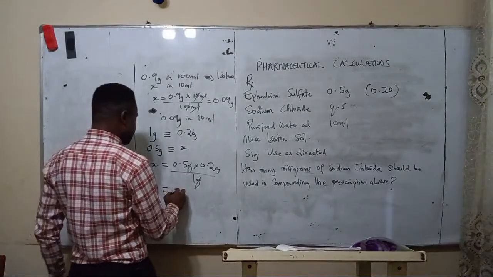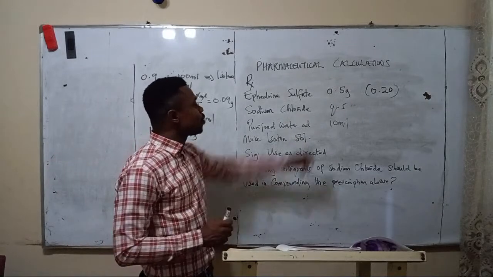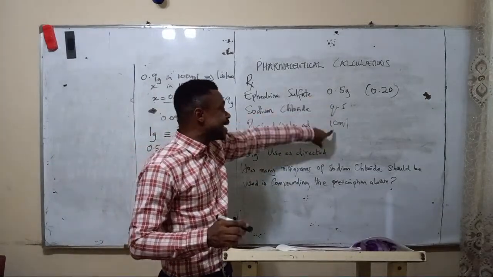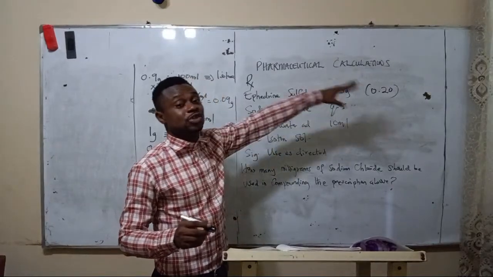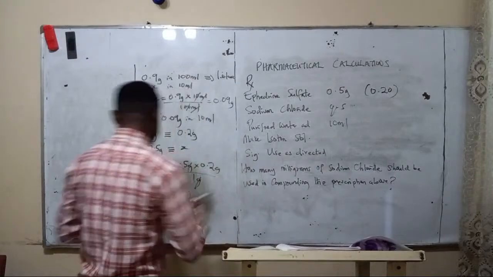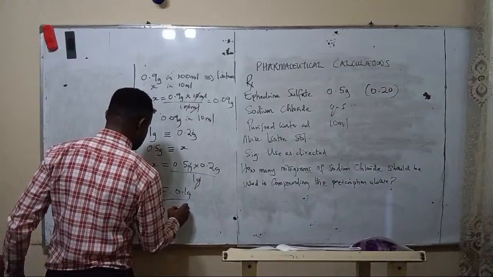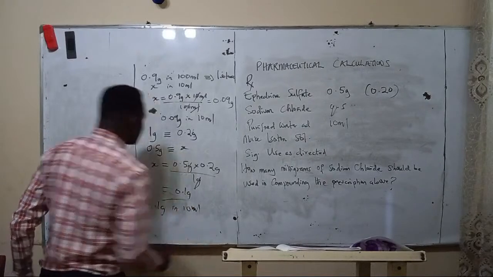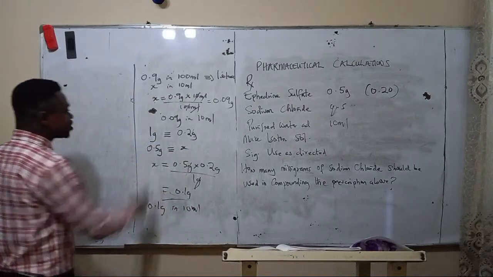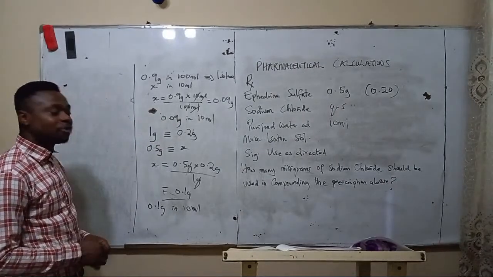So the answer here is 0.1 gram. In this solution, we only have 0.1 gram of sodium chloride because we have moved it to sodium chloride. So this solution contains 0.1 gram of sodium chloride in 10 ml. But the one that is isotonic is 0.09 gram of sodium chloride in 10 ml.